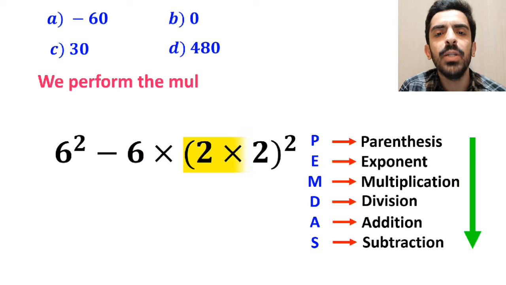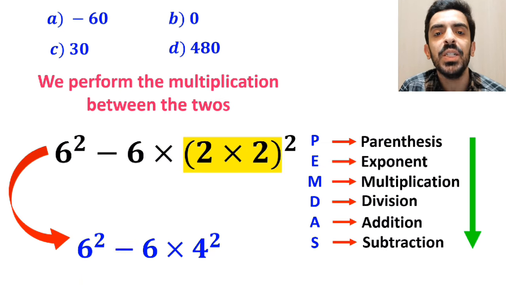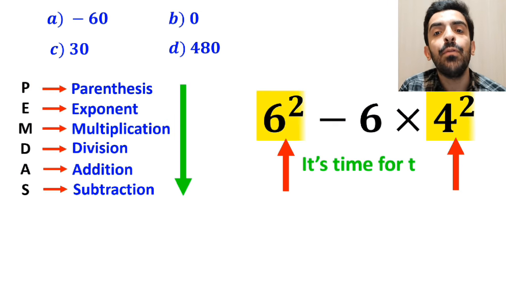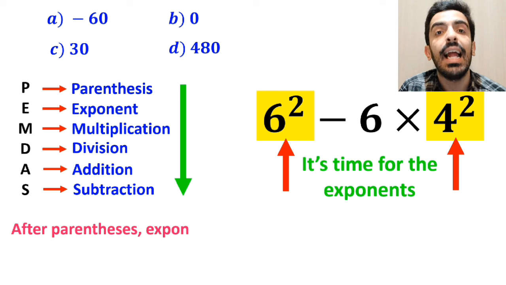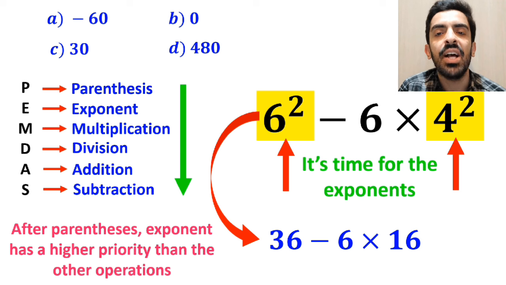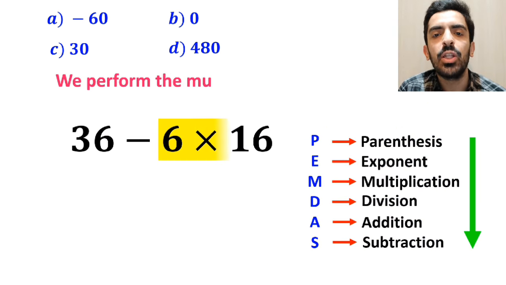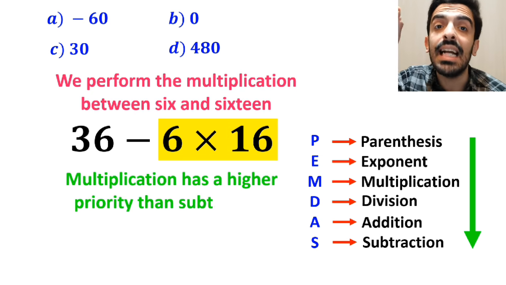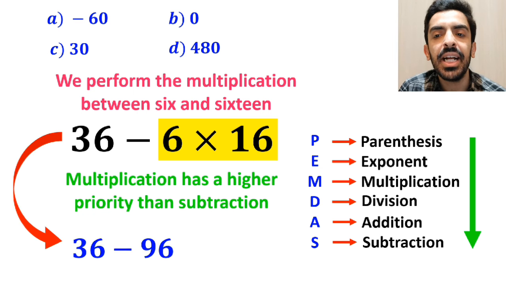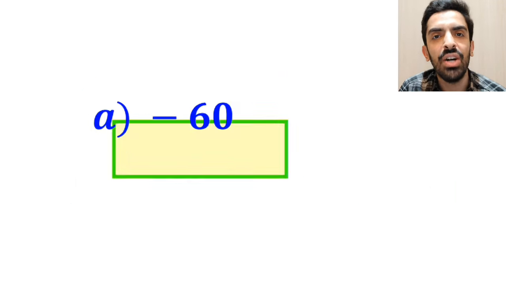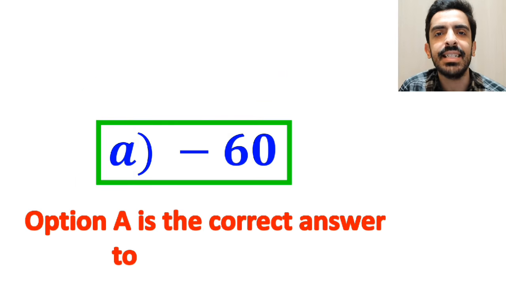In the next step, we perform the multiplication between the 2's and this expression simplifies to 6 squared minus 6 multiplied by 4 squared. Now, it's time for the exponents because after parentheses, exponent has a higher priority than the other operations. So, we write this expression as 36 minus 6 multiplied by 16. And in the final step, we perform the multiplication between 6 and 16, because multiplication has a higher priority than subtraction. And this expression becomes 36 minus 96, which finally gives us the answer negative 60. Therefore, option A is the correct answer to this question.